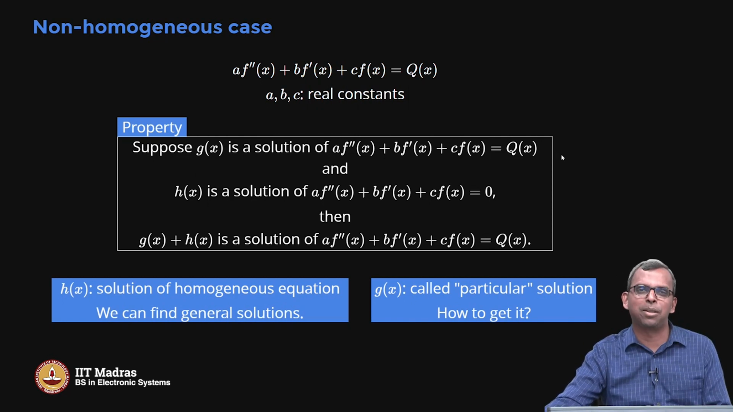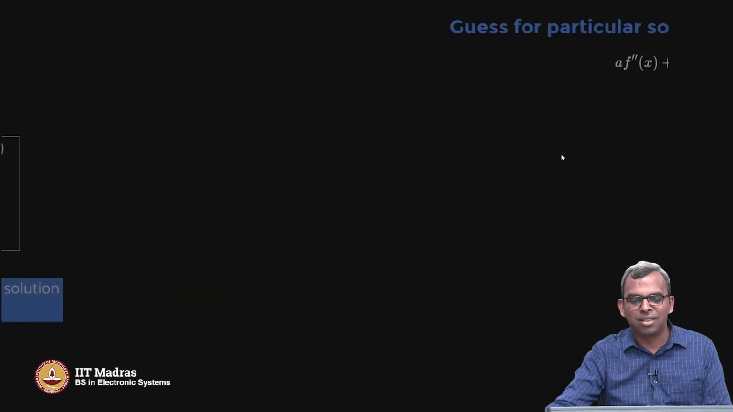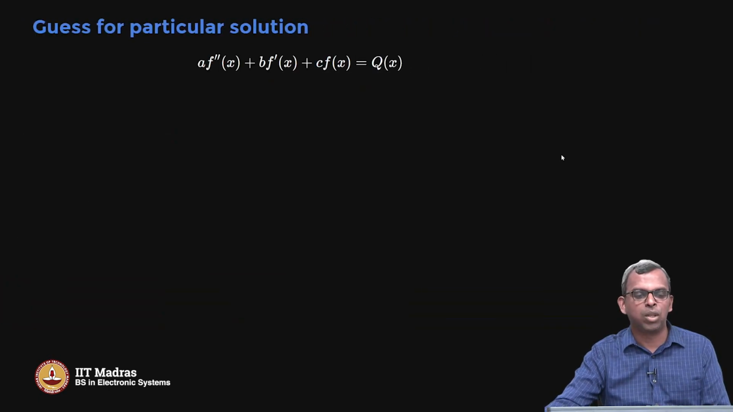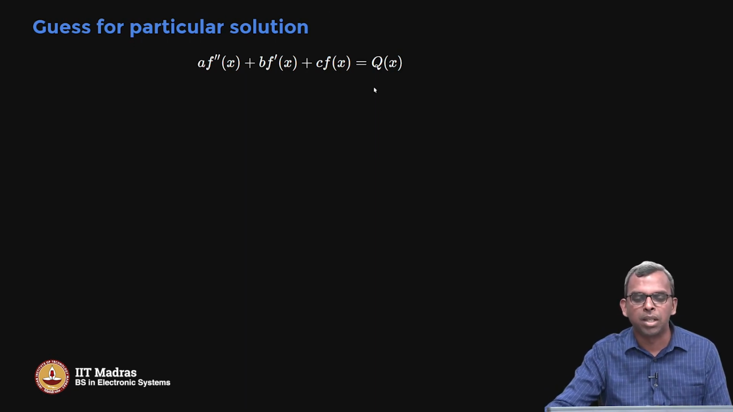But how do you get the particular solution? I'll show you. It's not too bad in many cases. You have to guess, based on these functions. For instance, supposing q of x is a constant, supposing q of x is 4 or 5 or something. What is a reasonable guess? Just look at this. What can you guess for f of x? I want a constant on the right hand side. What would you guess? A very simple idea you can see.